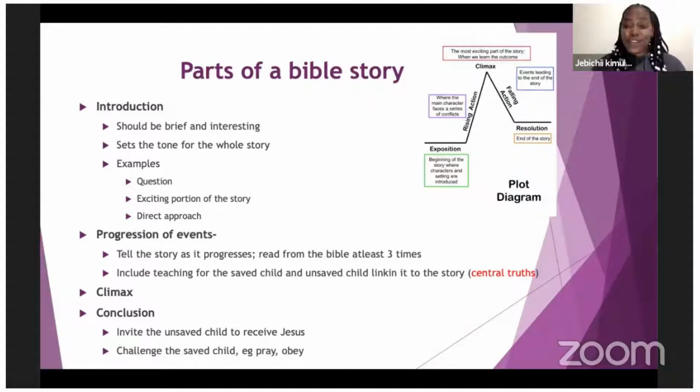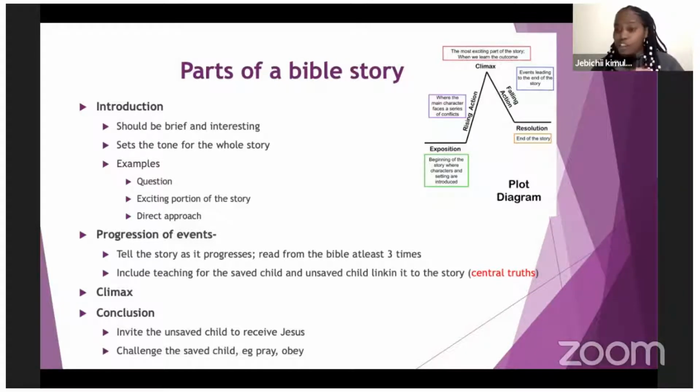Then you can also use an exciting portion of the story. For instance, if you're talking about the triumphal entry, you can say, the man was coming to town, and everyone was so excited. Children were jumping around. Parents were telling their children to go and see this man. So you can use that as an introduction.